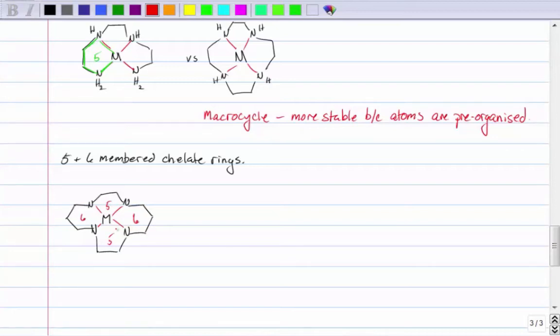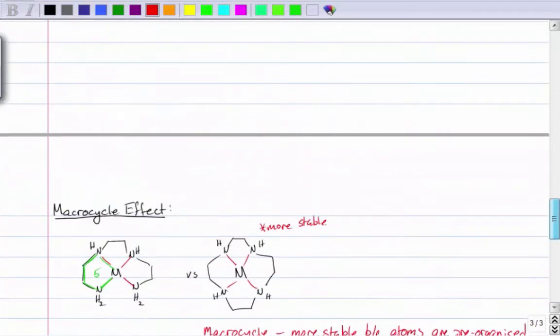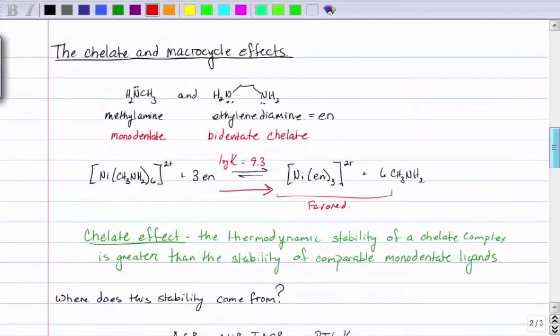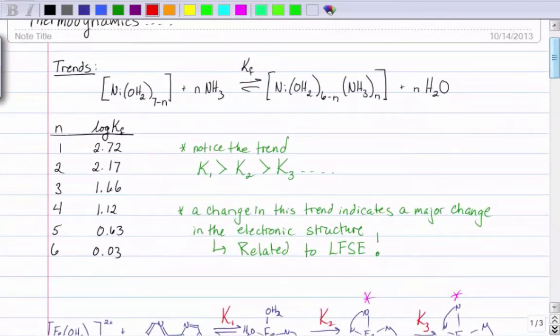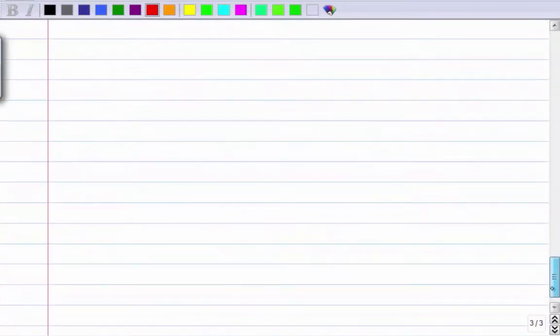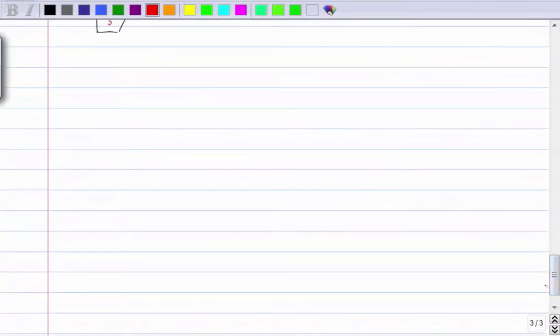Okay, so we talked about the macrocycle and chelate effect. We talked about trends in thermodynamic stability constants. But in the absence of the chelate effect, what gives rise to stability? So there are actually 3 things that you should consider when you're considering the stability of a metal complex. So in the absence of those 2 things we just talked about.